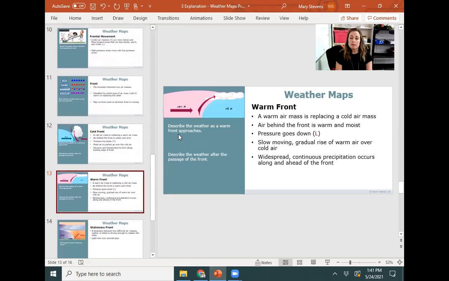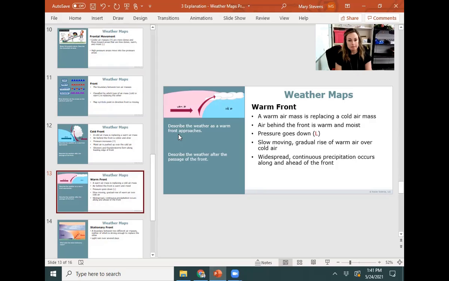A warm front is going to be when a warm air mass overtakes a cold air mass. Behind a warm front, there is going to be that warm, moist air, and the pressure is going to go down. These are generally slow-moving fronts that will have the warm air rise over the cold air. This is going to cause widespread and continuous precipitation, not like when the cold front came through. This is going to have a continuous amount of rain and precipitation over a period of time ahead of this warm front coming in.